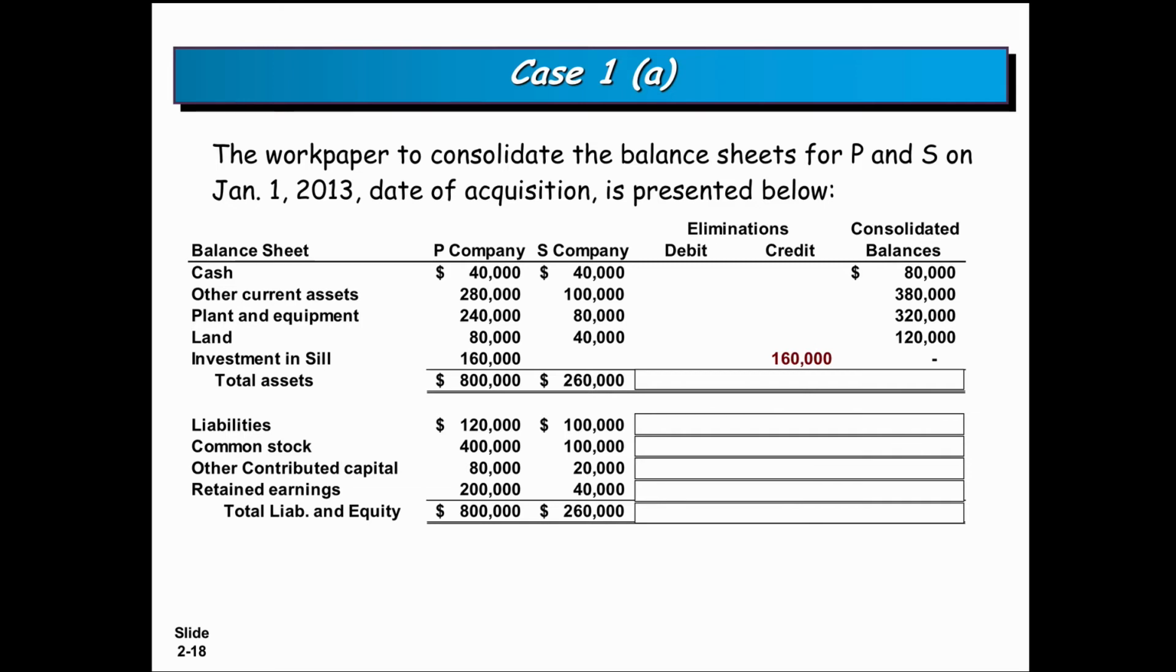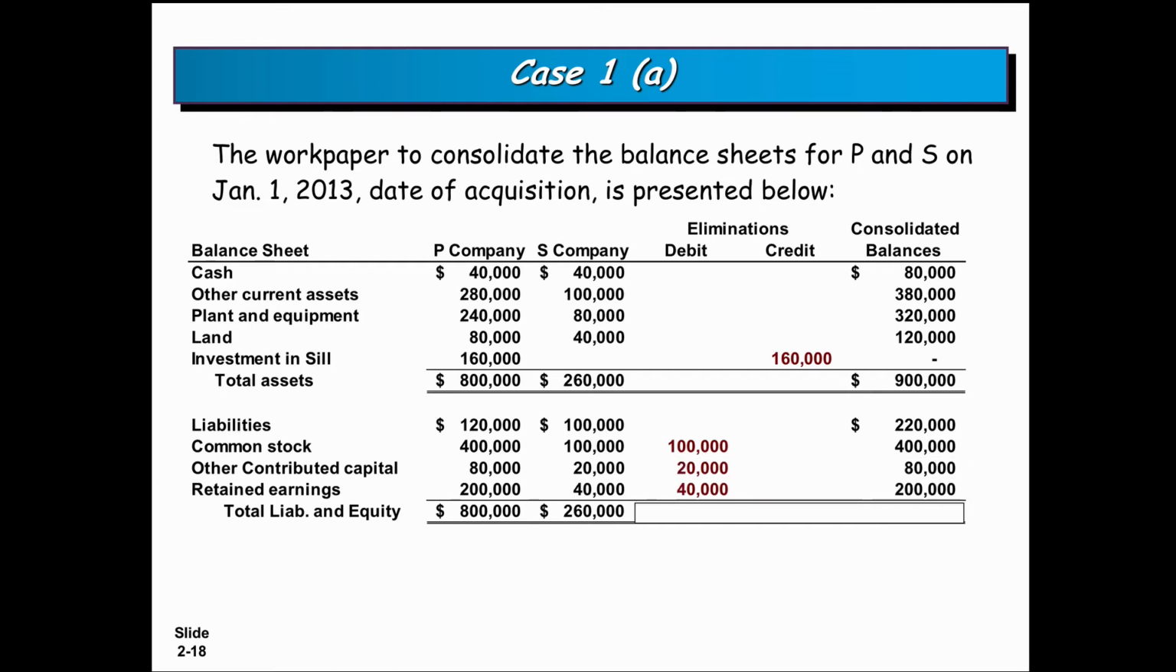It's debit in the parent. We put it credit in the closing entry. So in the consolidated balances, it will be 0. And here we get the total. In the liability side, it will be 220,000. For the common stock, I start to cancel the common stock of subsidiary company, which is 100. And the remaining common stock of the parent will remain in the consolidated balance sheet, 400. The same thing for other contributed capital and retained earnings. The amounts for the subsidiary will disappear, and the ones for the parent company will remain. And here we can see the final amount.